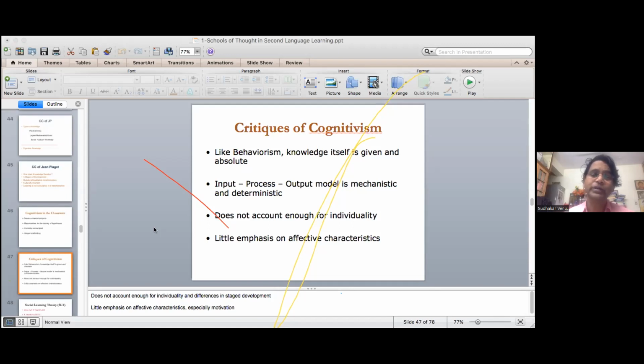And when you talk about the input, process, and output model, most of the information processing theories of language learning are derived logically from cognitive constructivism. This kind of output modeling is mostly mechanistic and also deterministic. This is just like a factory model. There are inputs and you process, there's an output. So that way, behaviorism is also sharing certain assumptions with cognitive constructivism. Because cognitive constructivism does not account enough for individuality. And also there is very little emphasis on affective characteristics, which is very important, which you might have studied when you studied Stephen Krashen and Daniel Goleman and many others who talked about the importance of emotions in learning.